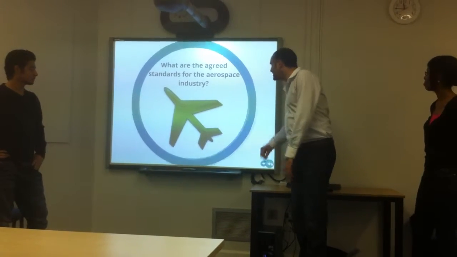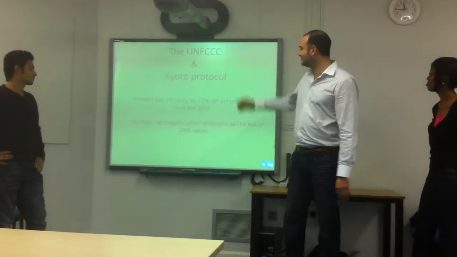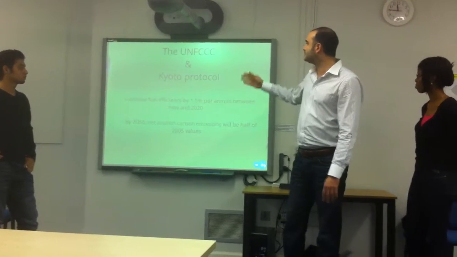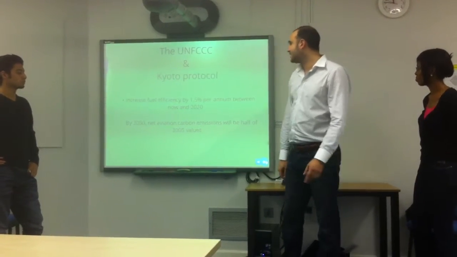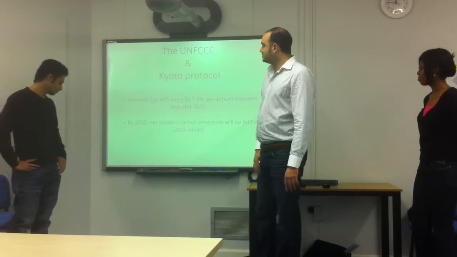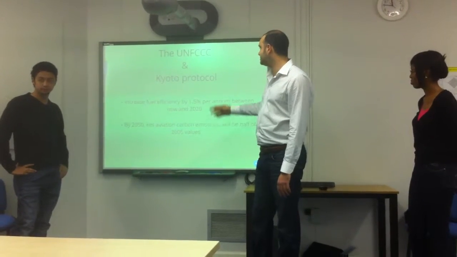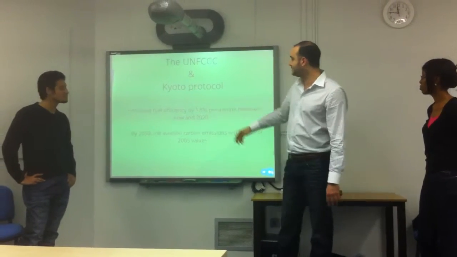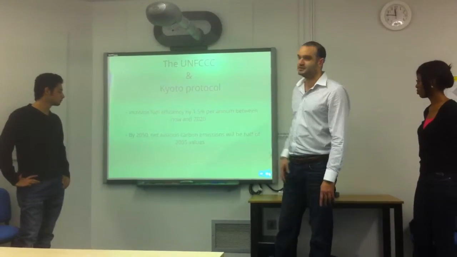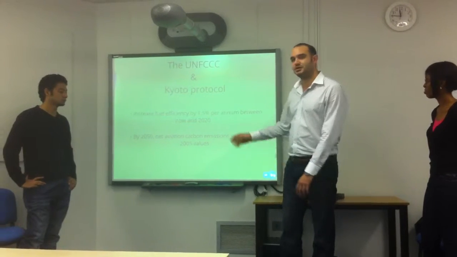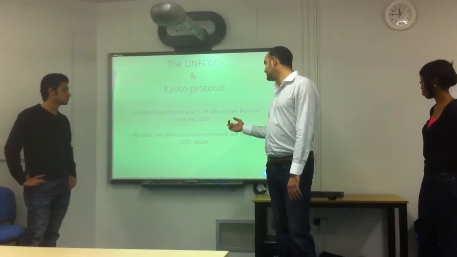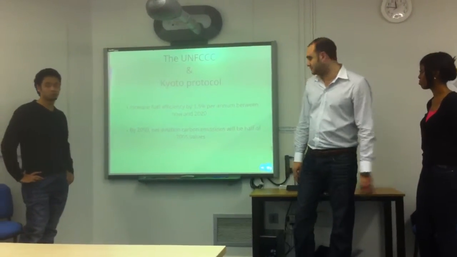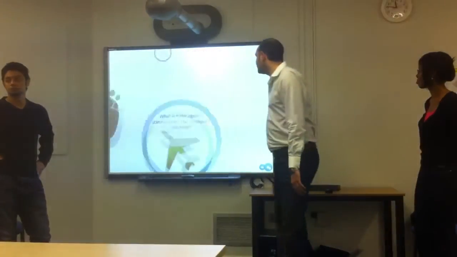But if you look here, there's a protocol called Kyoto. The Kyoto Protocol was created by the United Nations Framework Convention on Climate Change. Regarding this protocol, international aerospace agencies define two main aims. These are to increase fuel efficiency by 1.5% per annum between now and 2020, and, by 2050, net aviation carbon emissions will be half of the 2005 values. For the next part, my friend Lola will help you.